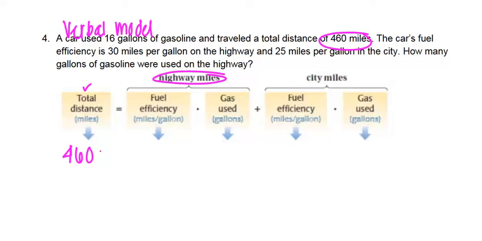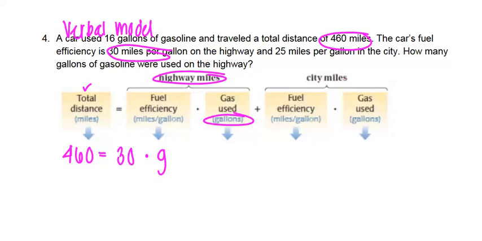I have 460 equals. Now remember, my first box is the fuel efficiency for the highway. So that is 30 miles per gallon. And then it says the number of gallons used. I don't know how many gallons I specifically used on the highway, even though I know I used 16 gallons of gasoline total. So I'm going to go ahead and call that G. It's still unknown to me at this point.